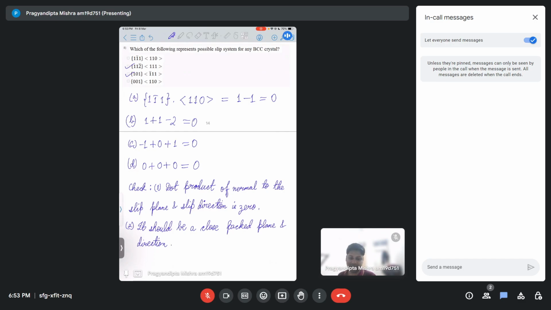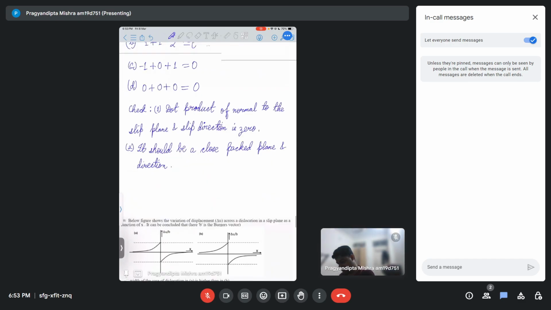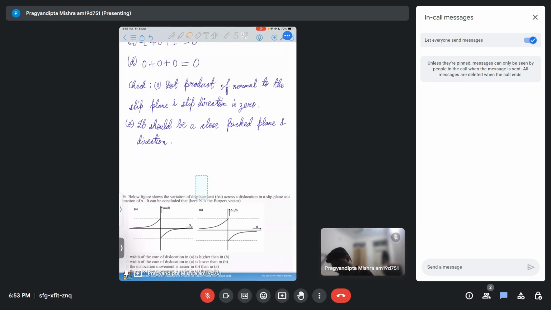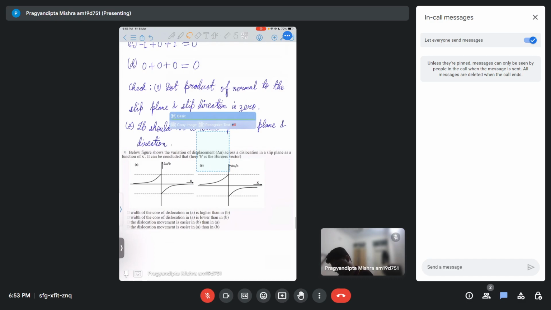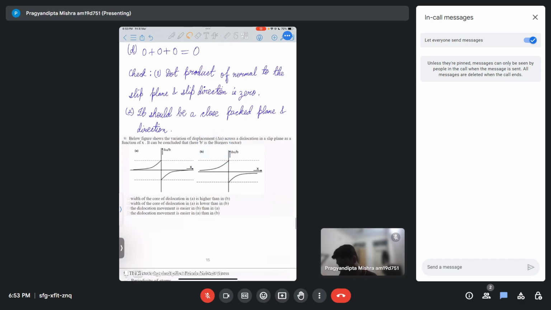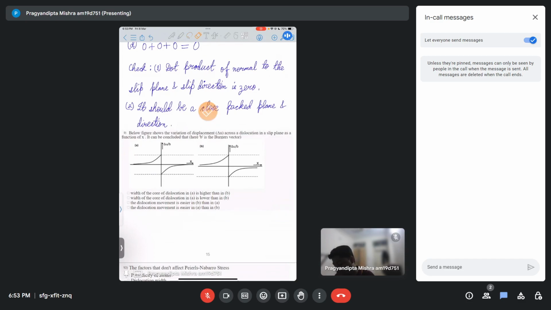So moving on to the next question. So let's move this little bit up. Yeah. So they have shown the variation of displacement del u across a dislocation in the slip plane as a function of x. It can be concluded here whether width of dislocation in A is higher than that of B, or whether it is lower in A than that of B. So width is lower in A than that of B, right?